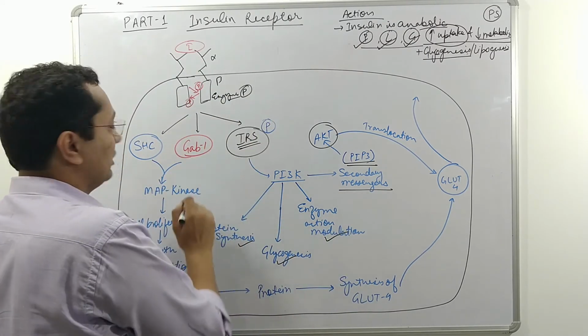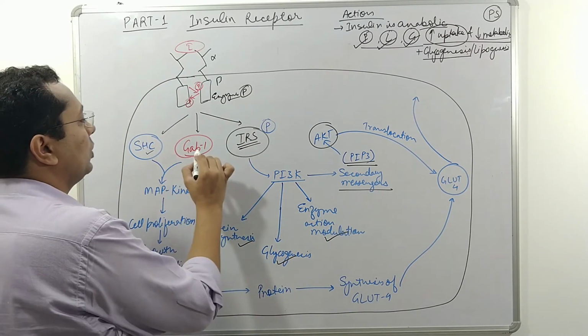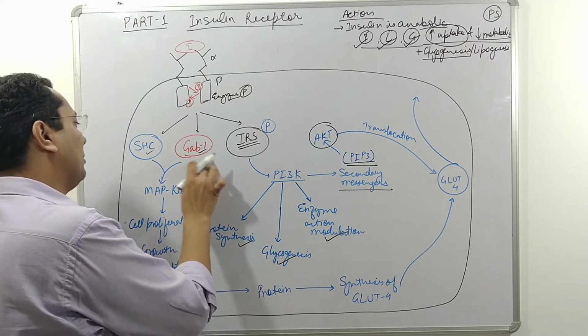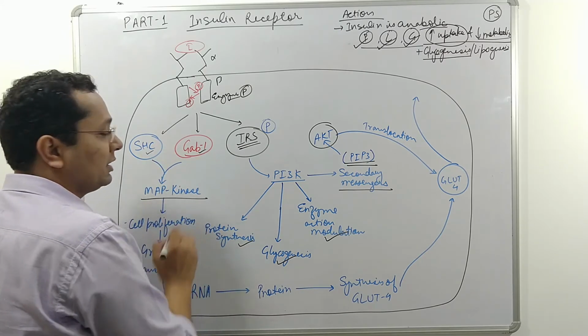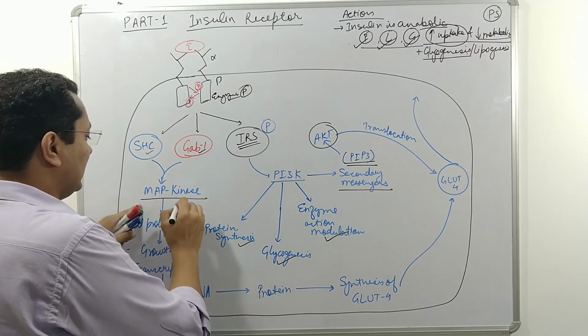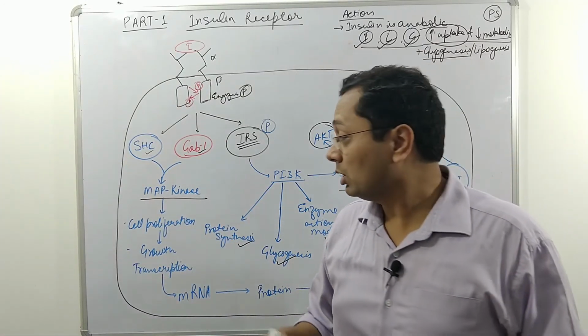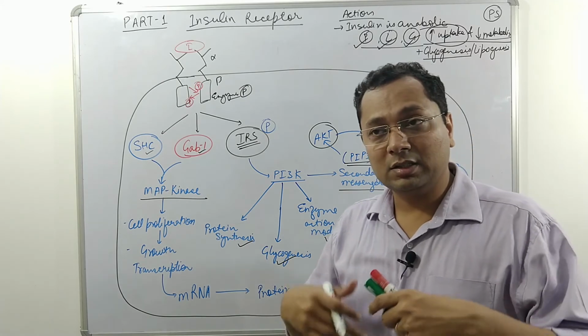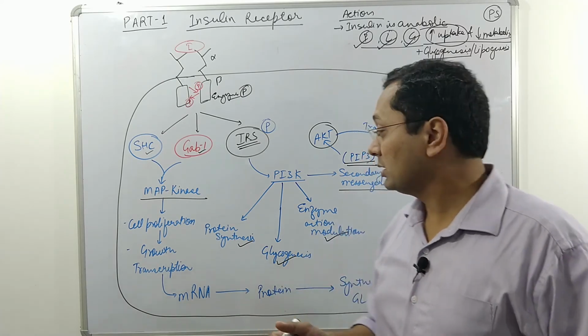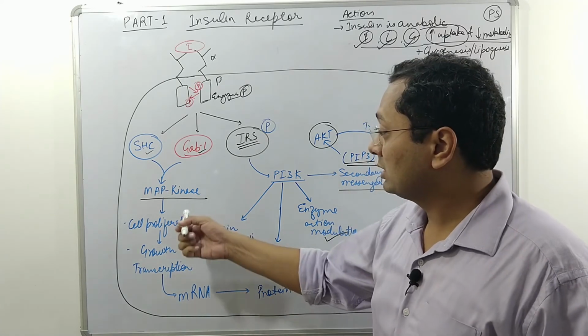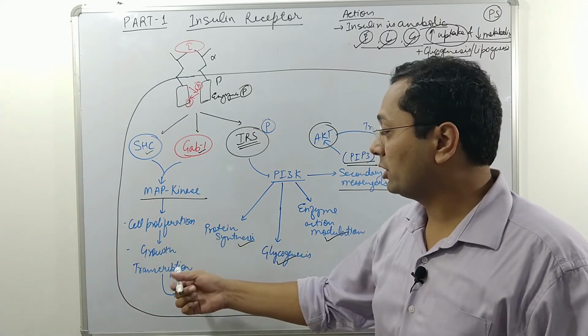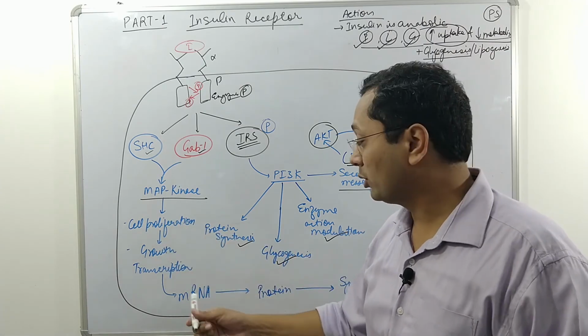And here what is there? There are two other proteins that are being activated, GAB1 and SHC. They are activating this MAP kinase pathway. Now this MAP kinase pathway mostly shows its role in gene transcription processes or in protein synthesis. So this leads to more cell proliferation, growth, transcription. All these factors are promoted.